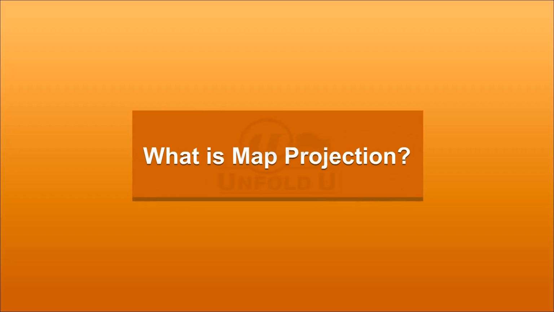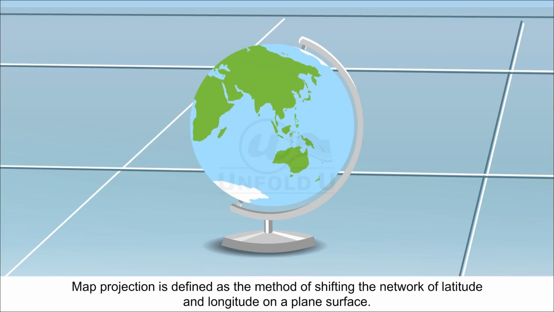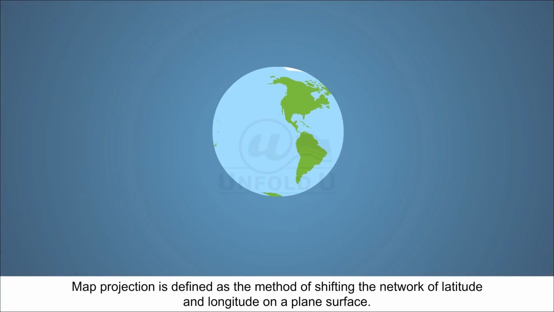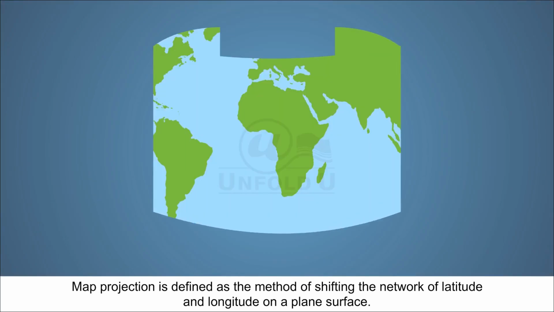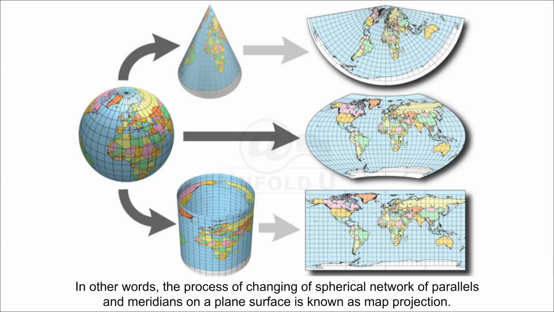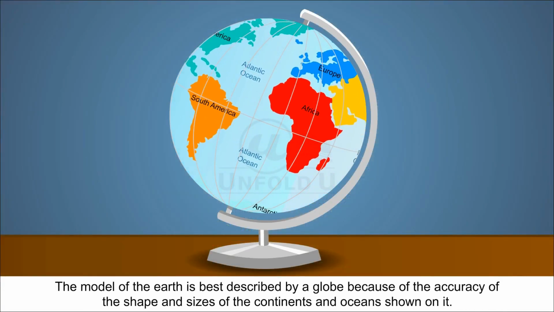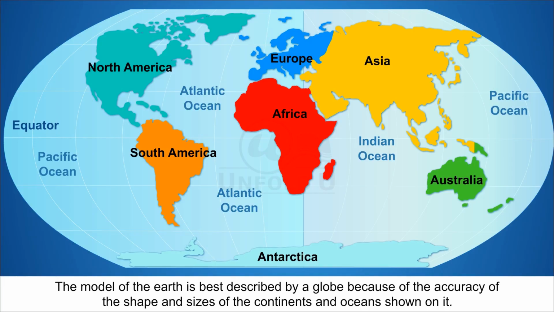What is map projection? Map projection is defined as the method of shifting the network of latitude and longitude on a plane surface. In other words, the process of changing of spherical network of parallels and meridians on a plane surface is known as map projection. The model of the Earth is best described by a globe because of the accuracy of the shape and sizes of the continents and oceans shown on it.